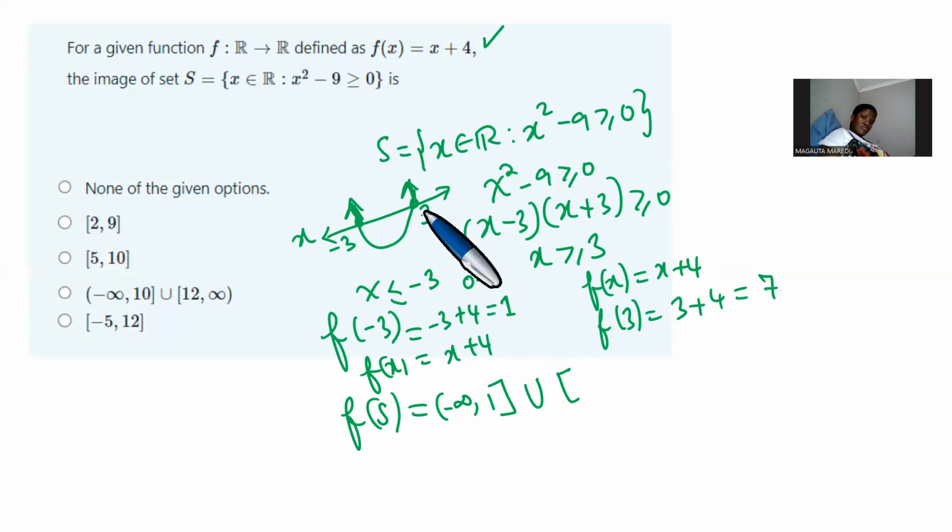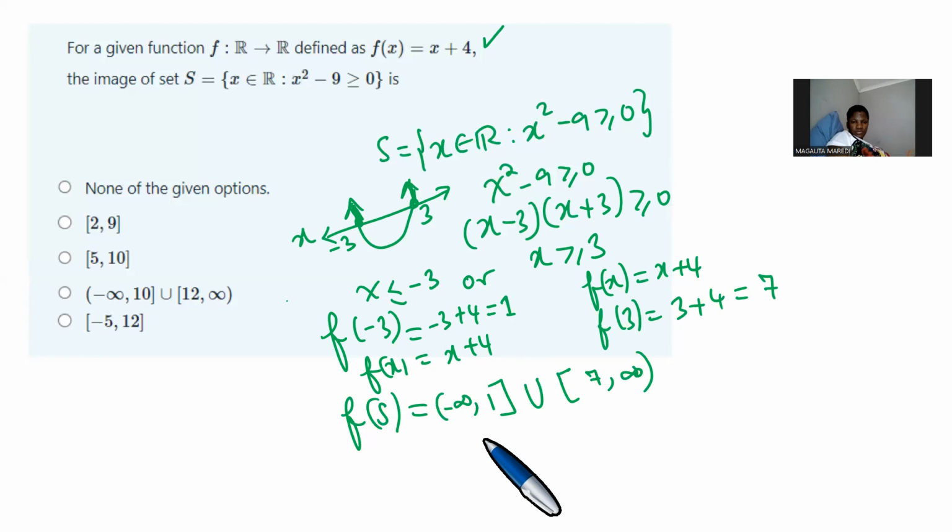Now we also have the part on the right. From 3, this parabola goes up. At 3, what is it? F at 3 is 7. And then this parabola proceeds and progresses to infinity, towards the right. All right, so that will be the image of the actual function, and so that will be the answer.